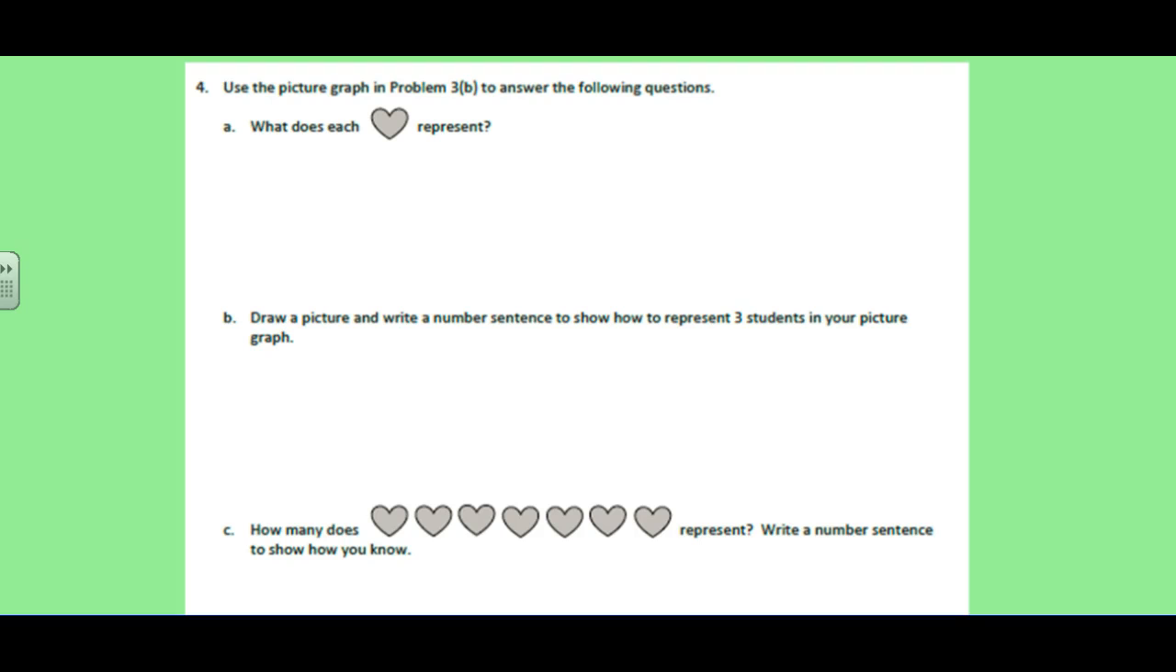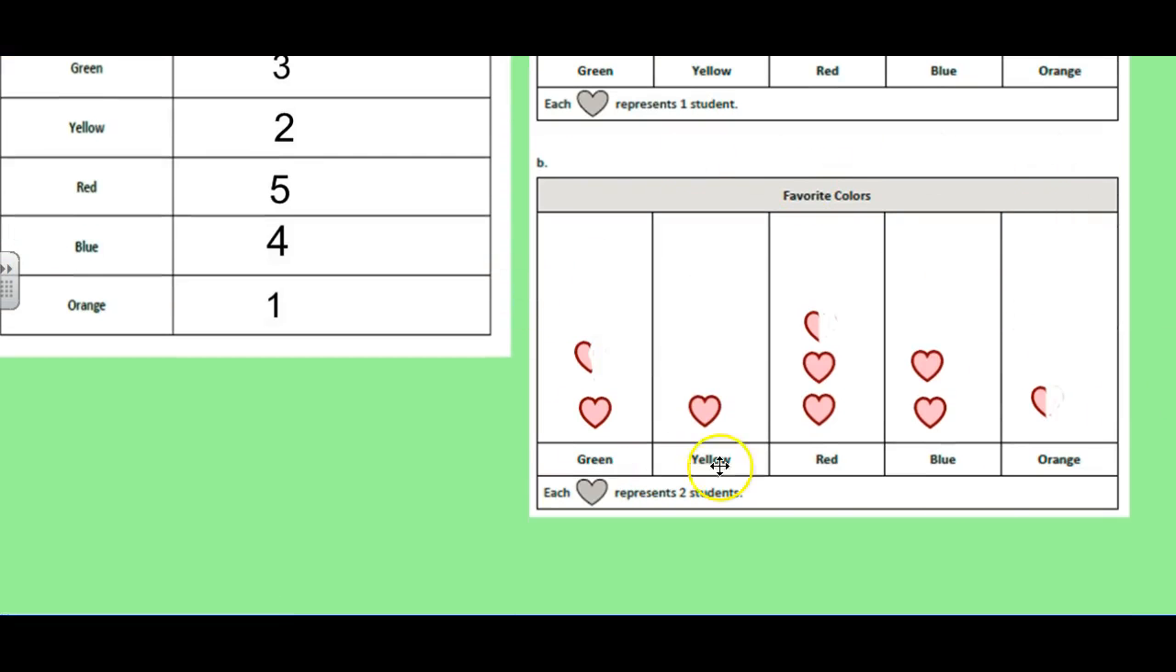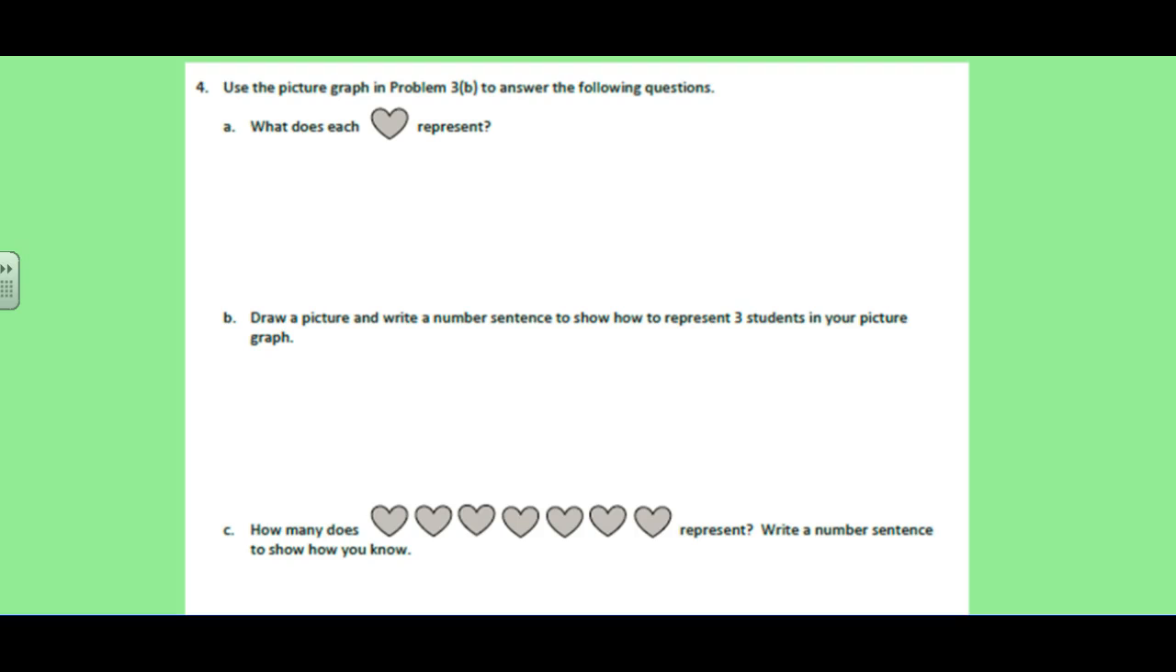Okay, now we're going to move on to the back side of the problem set, number 4. You're going to have to use the picture graph in problem 3B. So this picture graph that you just did at the bottom where you had to put some half hearts and each heart represents 2 students, you're going to just use this picture graph to work on problem 4.